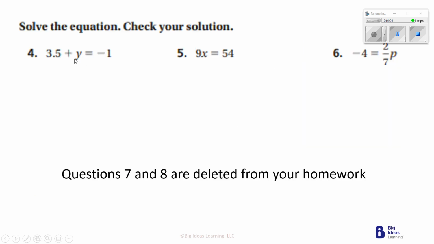All right, let's go on to number 4. I'm sorry, I'm doing number 5. You have number 4. Solve the equation, check your solution. Well, we know 9 is being multiplied to x. When you do the opposite of multiplying by 9, which is dividing by 9, if I divide 9x by 9, I have to divide 54 by 9. 54 divided by 9 is going to give me 6. So x equals 6. All right, questions 7 and 8 were deleted from your homework. You don't have to worry about them.